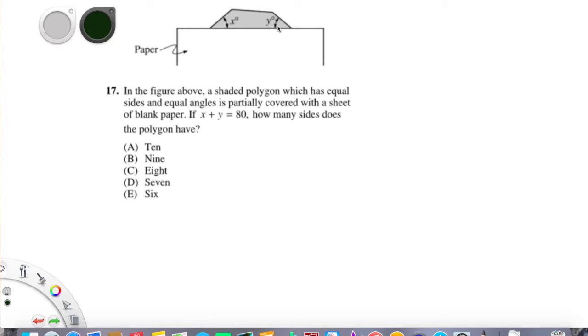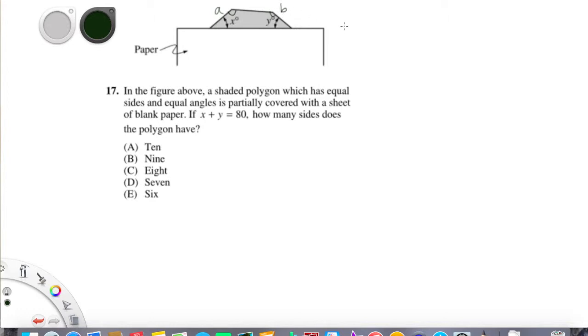Even if you're not sure how it's all going to add up to the right answer, it's important to just start working through what you do know. For instance, on this problem, even though I don't know how many sides there are of this figure, I do know that x plus y equals 80, and I know that there's a trapezoid here formed with a sheet of paper and three sides of the polygon. In fact, let's name these angles. We're going to name these A and B.